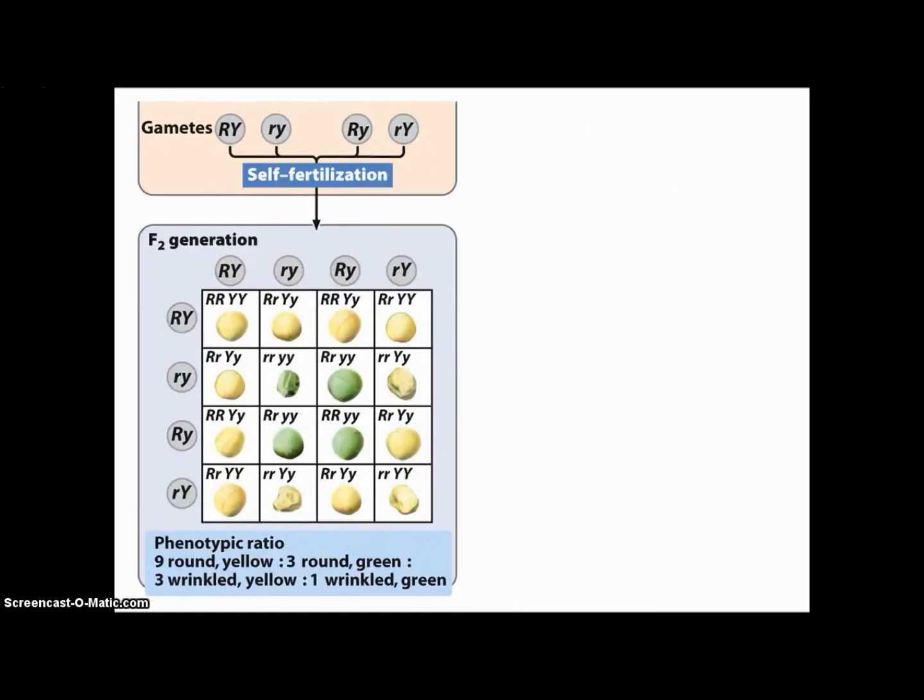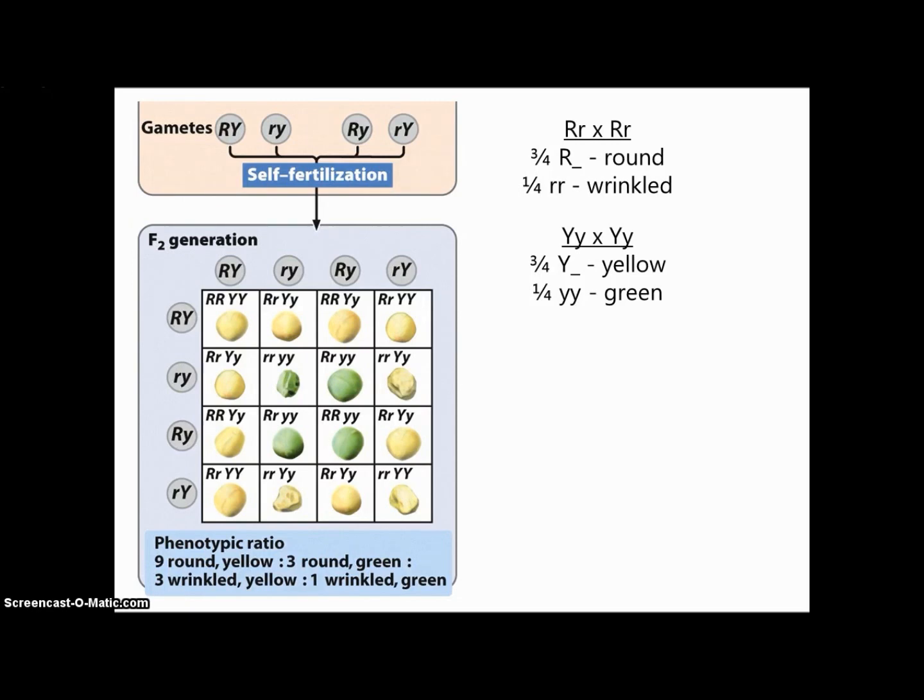You can carry that down to the F2 generation here and calculate those as well. So in this case, we've got, oh, this is a different cross.